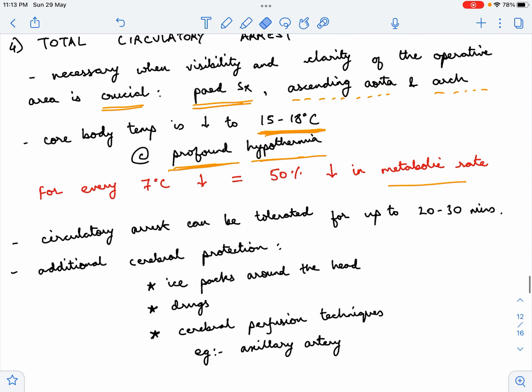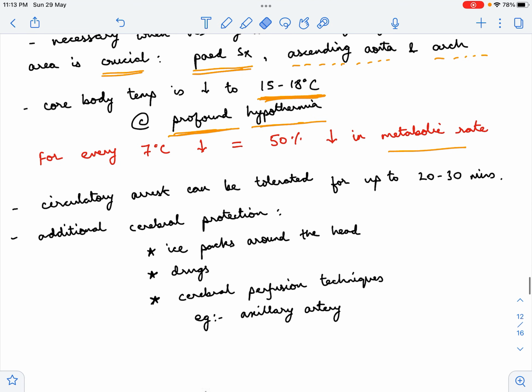So now how long can this circulatory arrest be tolerated? It can be tolerated for up to 20 to 30 minutes. Now supposing you are using circulatory arrest to do a surgery, it is only up to 30 minutes. Now supposing it goes slightly longer, supposing you finished your limit of 30 minutes, then you need just a few more minutes to operate. So what can you do?